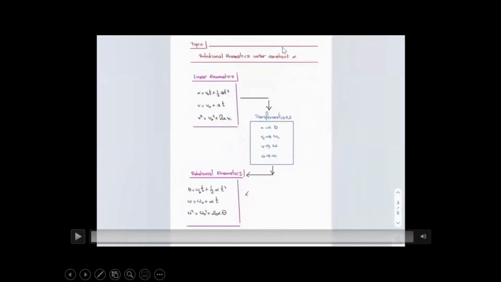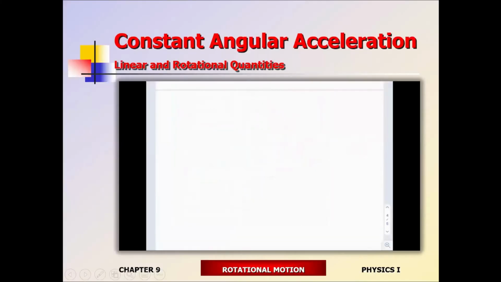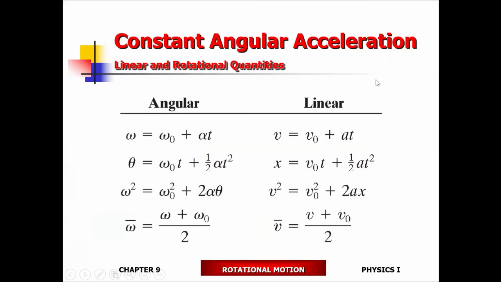So when do you use these equations? You use these equations when the acceleration is constant. So this is going to give you predictable motion. These equations are the linear equations, and now we are using the angular versions.